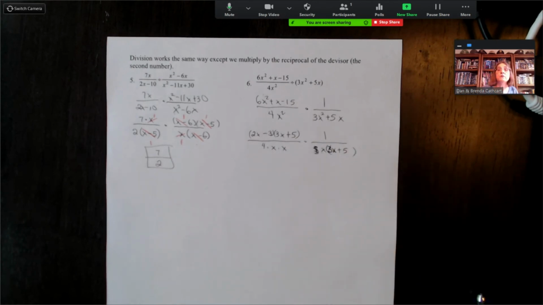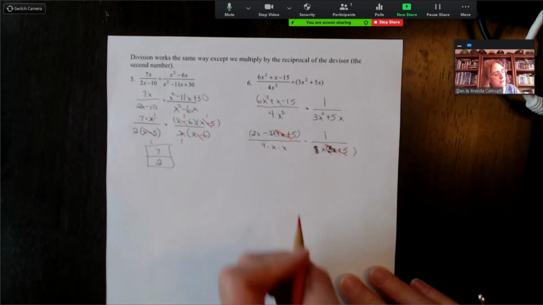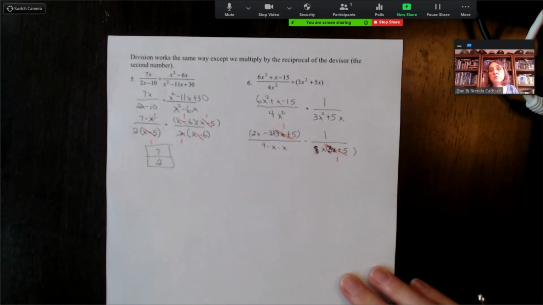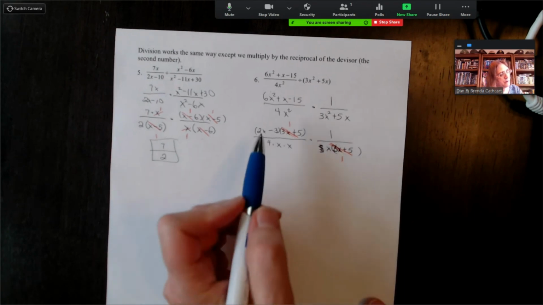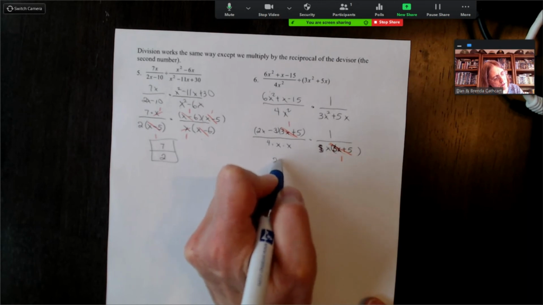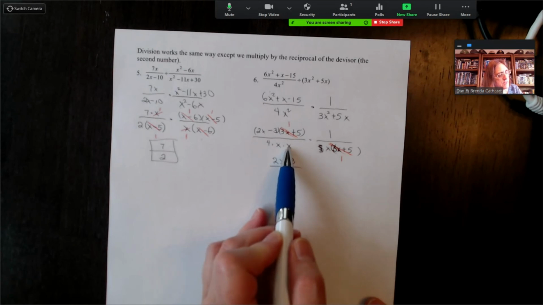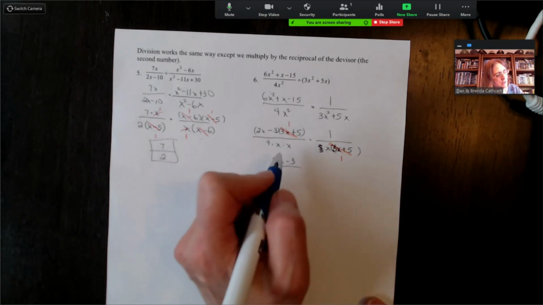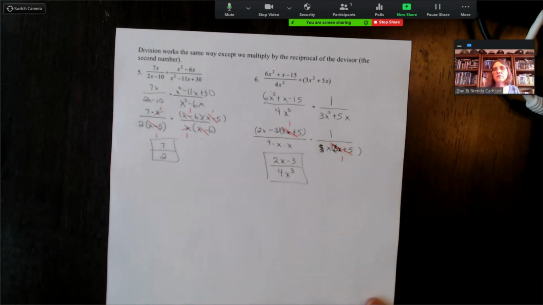Now when we look for common factors, we do see a common factor of 3x plus 5. It's a good thing. Dividing each numerator and denominator by 3x plus 5 leaves us with just 1. And that is the only common factor we have. So now we're ready to multiply out. In our numerator, we have 2x minus 3 multiplied by 1, so just 2x minus 3. In our denominator, we have 4 times x times another x, giving us 4x cubed. And that is our simplified fraction.